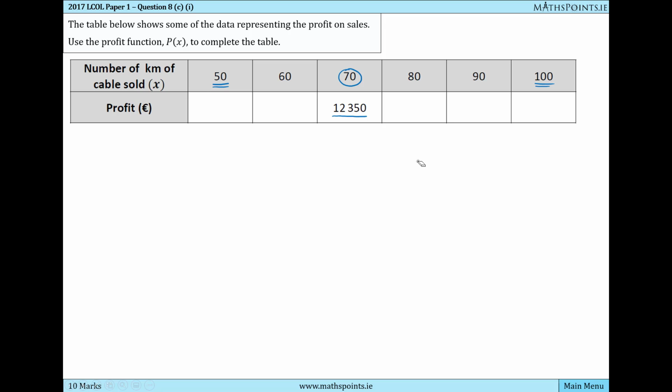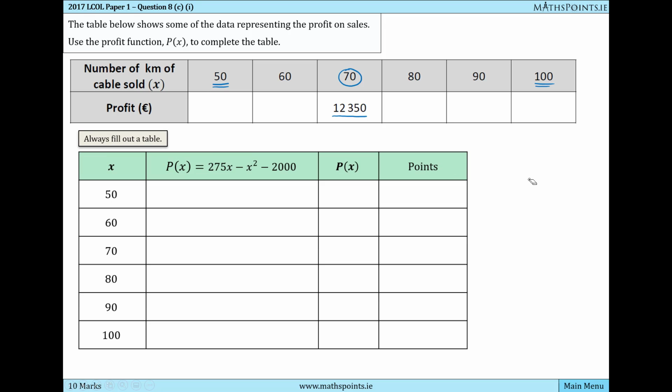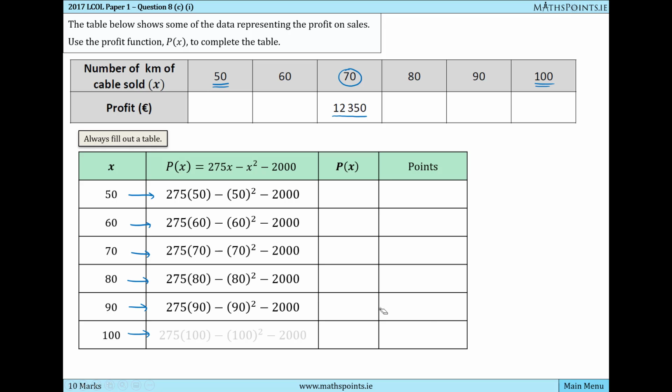Well, it's a good idea to fill out a table to show all your workings in case you make a mistake. So we're inputting all the values from x equals 50 to x equals 100 going up in tens. We're going to sub these one at a time into our profit function, and these are going to yield various profits for various amounts of kilometers of cable. So we're first going to enter 50, then we're going to enter 60, 70, 80, 90 and 100. And it's a good idea to enter all of these in your workings and then use the table mode in the calculator to just check your answers are right.